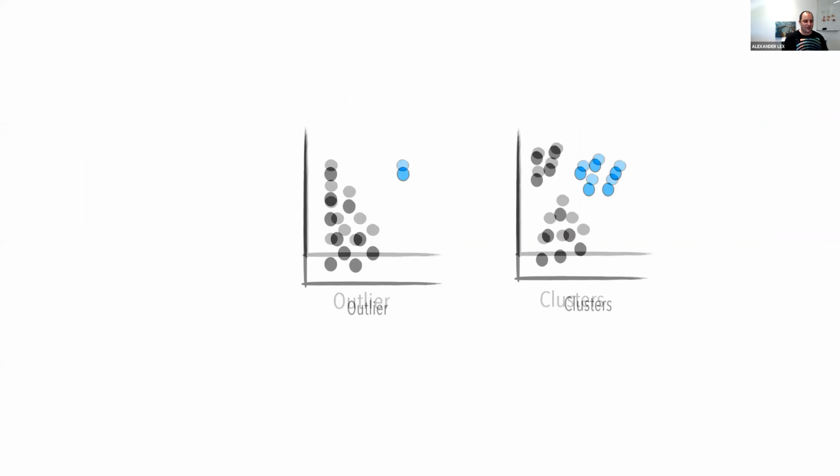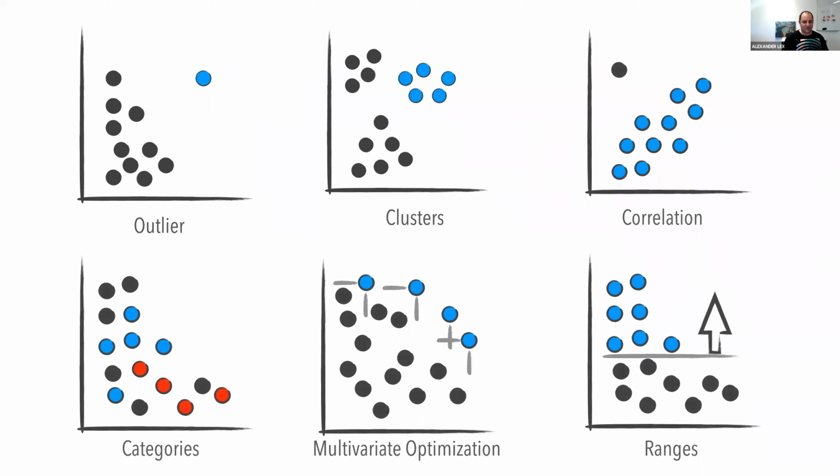And so we actually thought about these data-driven intents, and we have found there are 6 different patterns that we regularly found when we looked at what patterns analysts are actually looking for. And we found outliers, clusters, correlations, both linear and nonlinear, categories, multivariate optimization, so things like find the hotels that are a great compromise between price and distance to the city center, and then ranges. Ranges are actually surprisingly common because very often there are domain-specific thresholds that people care about.